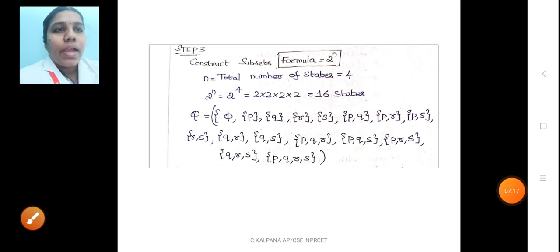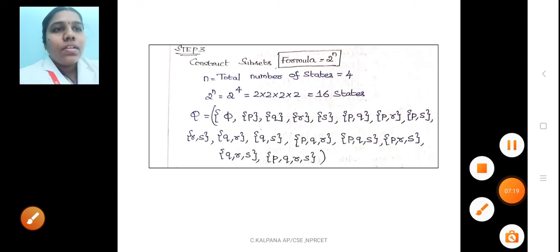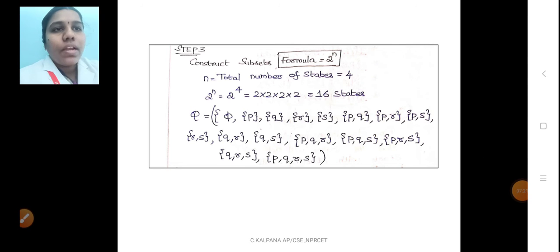Likewise, you have to form the subset constructions. The total number of states is 16 here, because phi, P, Q, R, S, PQ, PR, PS, QR, QS, RS, PQR, PQS, PRS, QRS, and finally PQRS. Total 16 set combinations is completed. Now draw the transition table for this diagram.